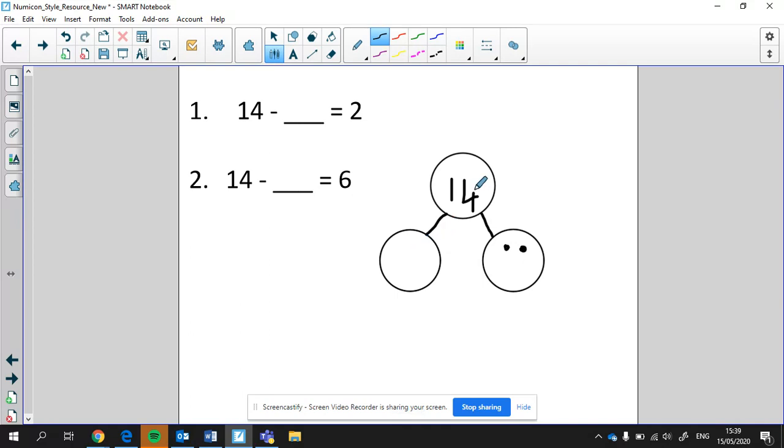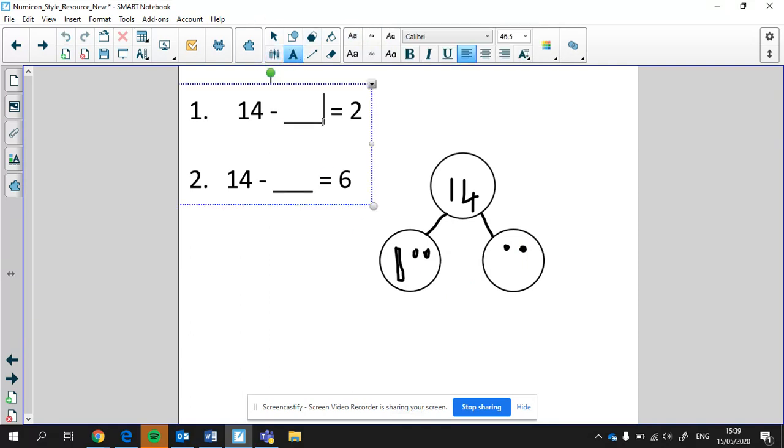So 14 take away something was 2. Well, I know one of the parts must be a 10 like this. If we've already got 2 there and we need to make 14, we need to have a block here and a block here. So I've got 10, 11, 12, 13, 14. So that means my missing number here is 12. So part whole models are a good way of picturing these. What are the parts? 2 and something. And we can think that our missing number is 12.